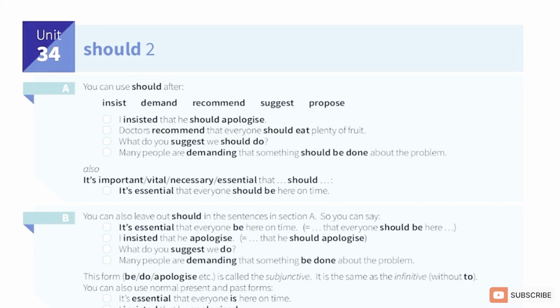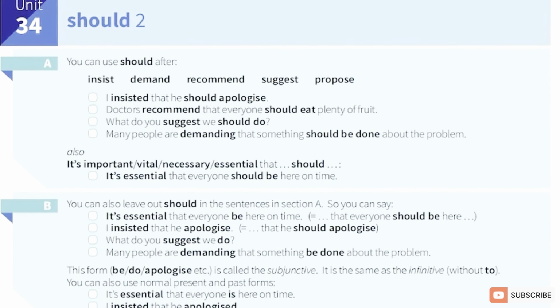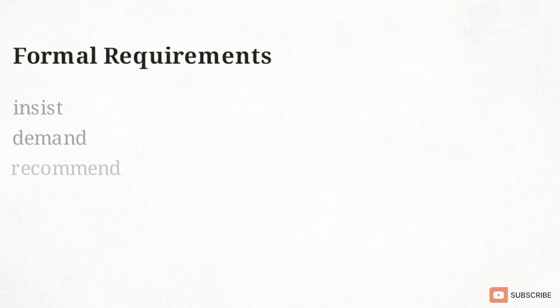scenarios. Section A of our text identifies a specific category, verbs of urgency, like insist, demand, and recommend. To formally state what must happen after these verbs, should frames the action, as in the example, I insisted that he should apologize. This specific grammatical structure is used to communicate formal requirements.